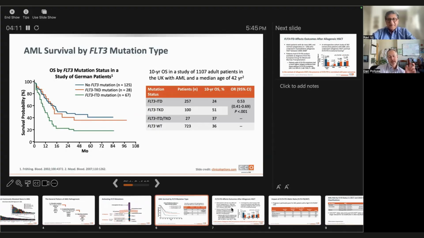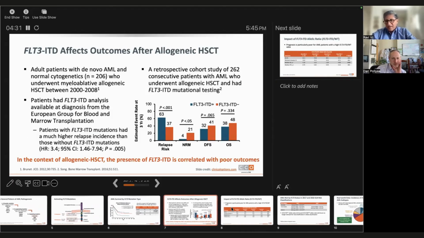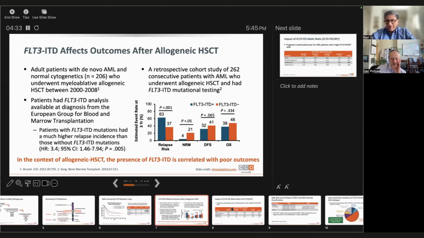So it's important to appreciate these differences. And the exciting thing, Ravi, is that with the advent of some of these FLT3 inhibitors, the prognostic significance of all of these might be changing. That's something we're seeing being worked out in real time here. So it is prognostic, as you said.